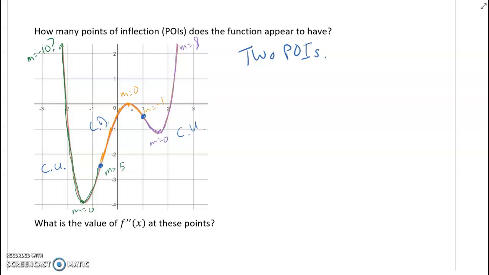We're going to go ahead and assume that if we're traveling from a positive second derivative to a negative second derivative, the intermediate value theorem would state that we would have to pass through 0.